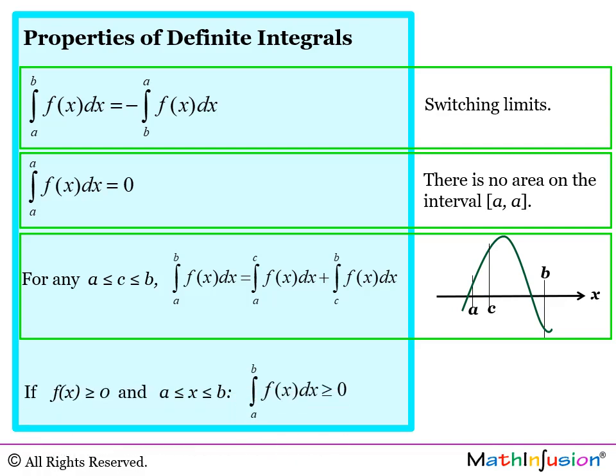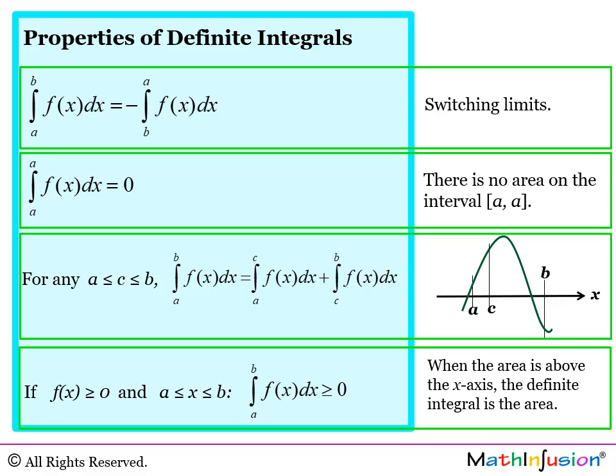If a function f(x) is greater than or equal to 0 for x greater than or equal to a and less than or equal to b, then the integral of f(x) dx between a and b is greater than or equal to 0. We already know that. This just means that all the area is above the x-axis, and we know that the definite integral of those functions is exactly the area, and area cannot be negative.